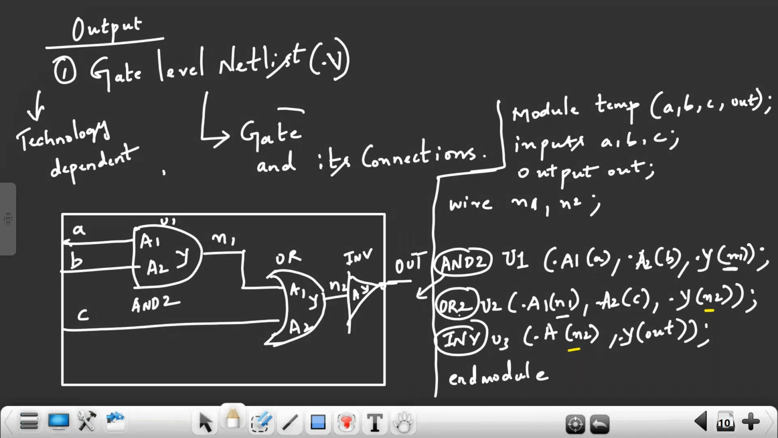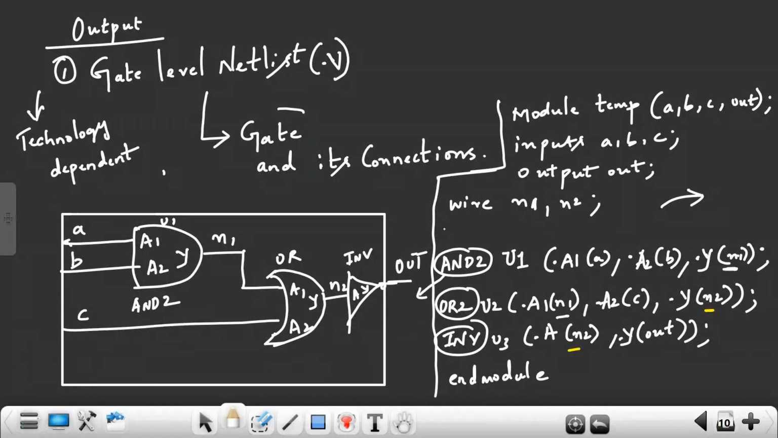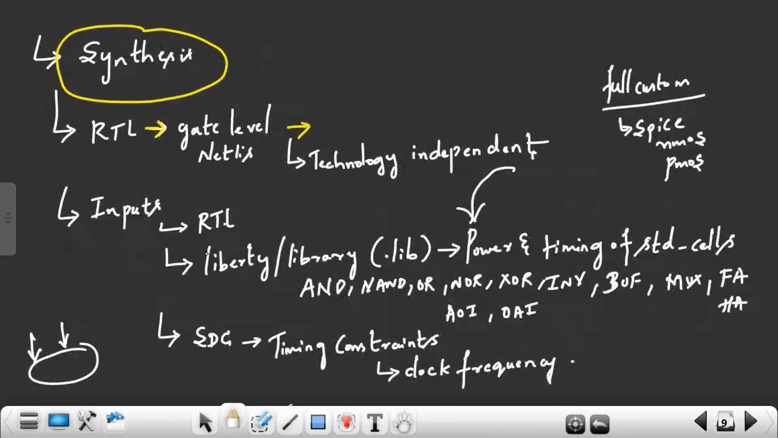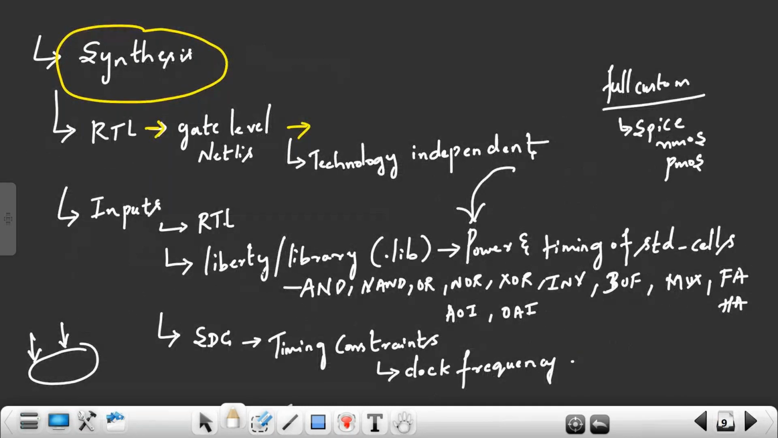So if I give only a netlist, no tool can identify what this AND gate is doing. Along with the netlist, what is required? Liberty file is required. Both should be given as input. If I give this file to a physical design tool, my tool cannot identify what this is. Along with this file, what should I give? Liberty file as input. Then only my tool can identify, okay, this AND gate is doing the AND operation. It's having this much power and this much delay. So my tool can identify only if I give what? Liberty file as input.